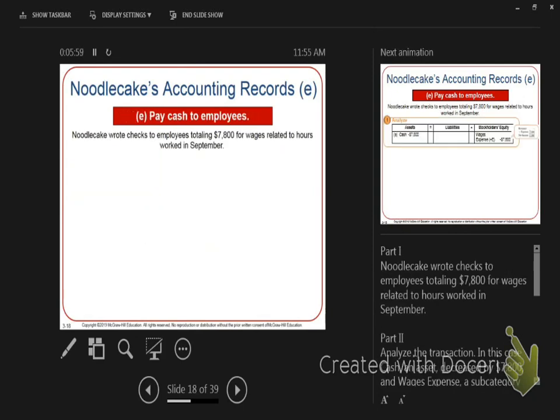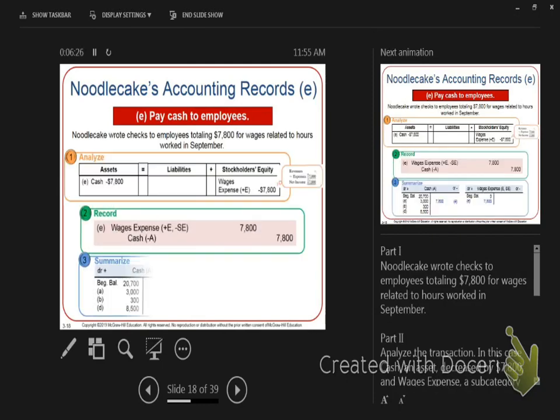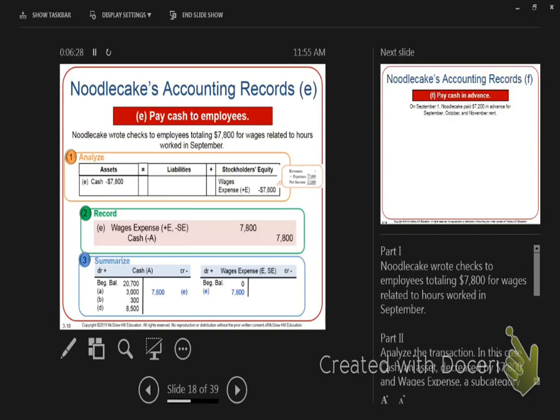We paid employees $7,800 for work in September. And we paid them cash. What are we going to debit? We had it on the board earlier. Wages expense. Well, except it's not wages payable because we paid them with cash. Okay, but wages expense and cash. Sometimes it is cash. Sometimes it's wages payable.